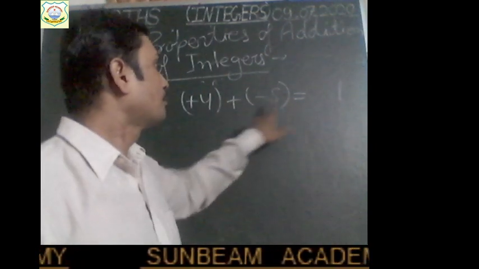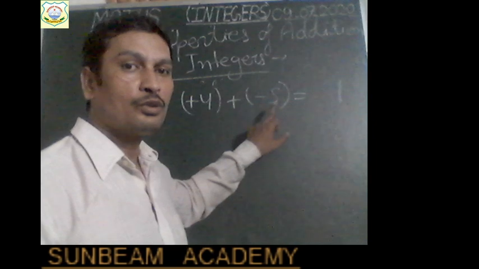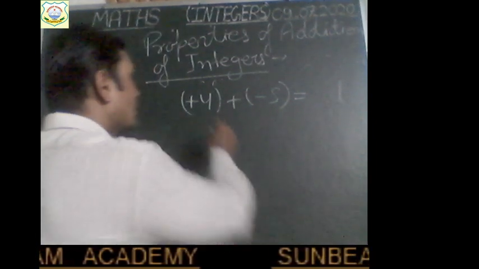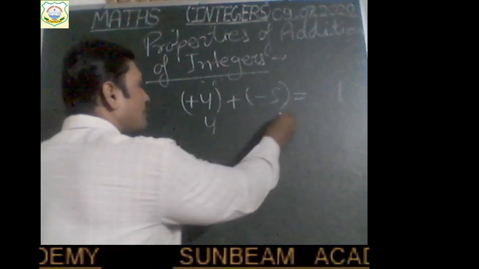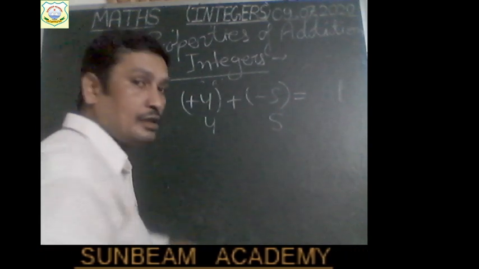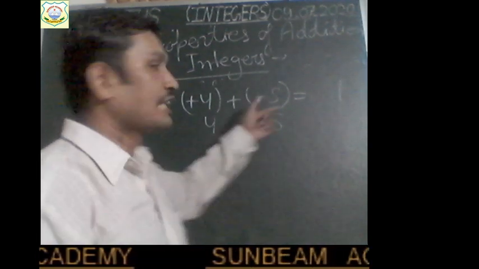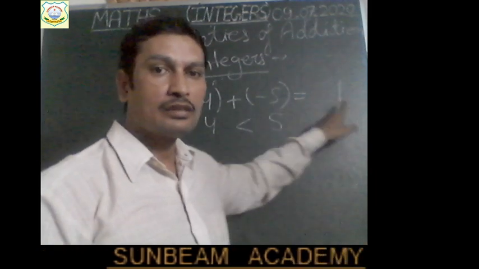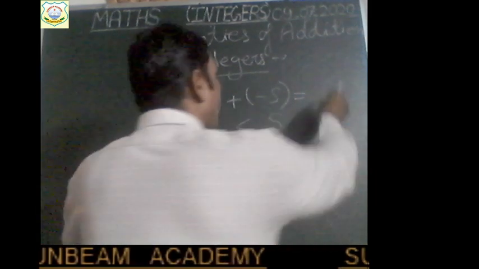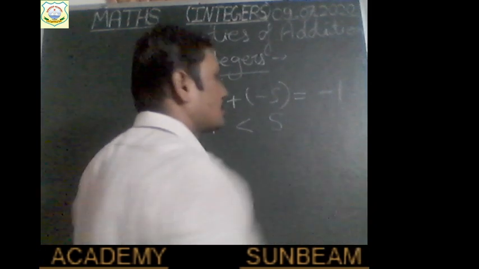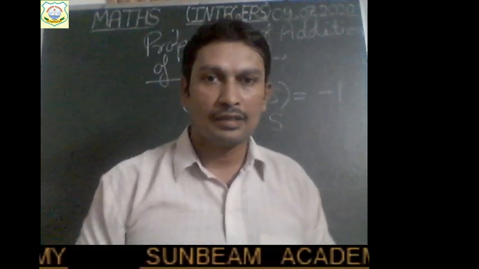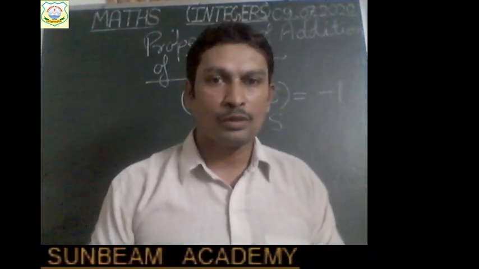We will put the sign of the value whose absolute value is greater. The absolute value of 4 is 4. The absolute value of 5 is 5. So 5 is greater than 4. Am I right? So negativity is higher, so we will put a negative sign. So right here, minus 1. Right, students? I think this property is clear to you now.